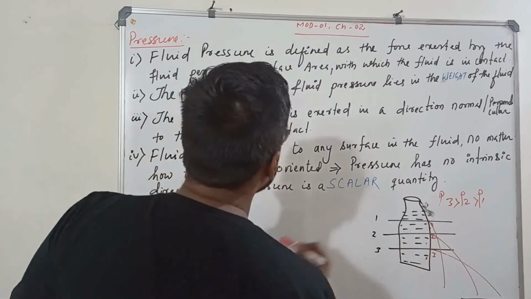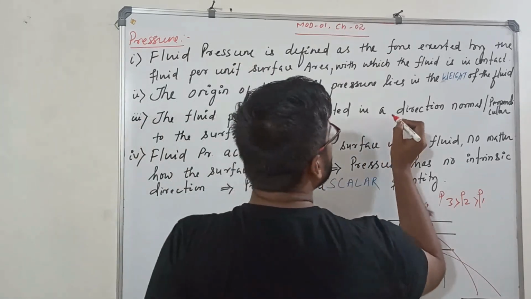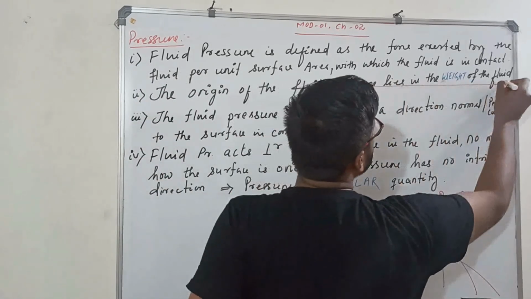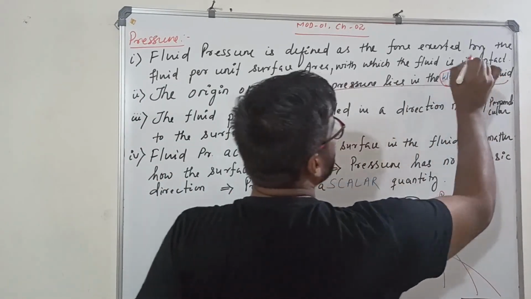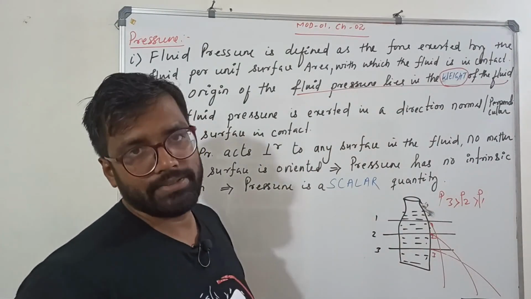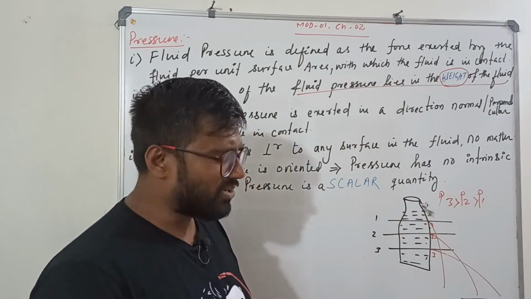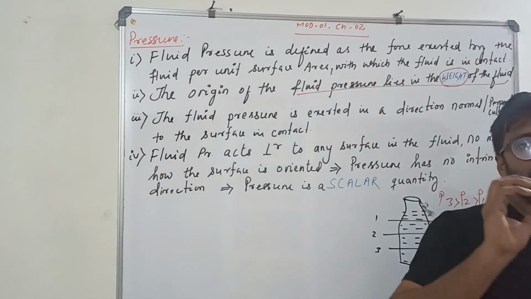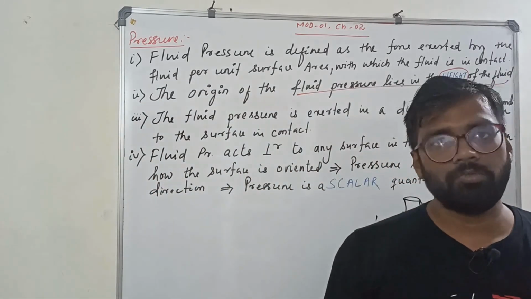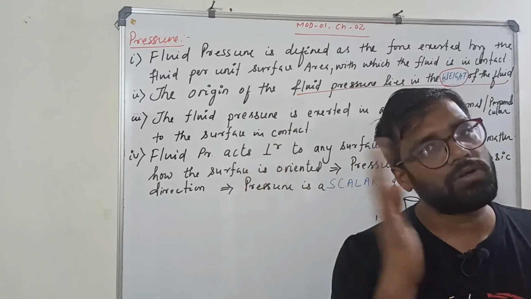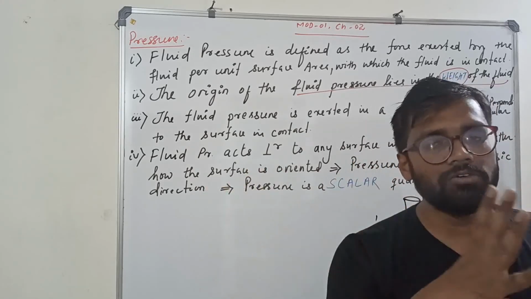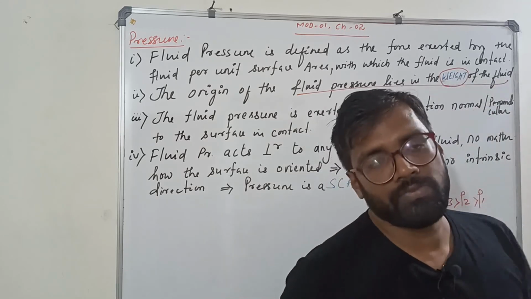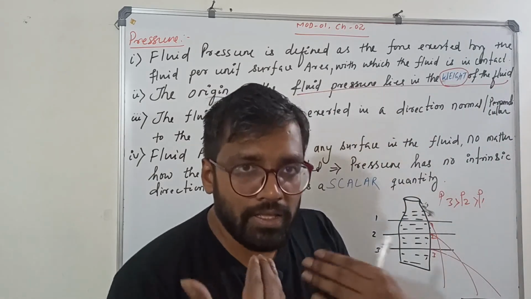And how is this pressure produced? It is because of its own weight only. How, sir? Simply put: you have molecules in a fluid, moving around. They are colliding, and because of the collision, they are applying force.